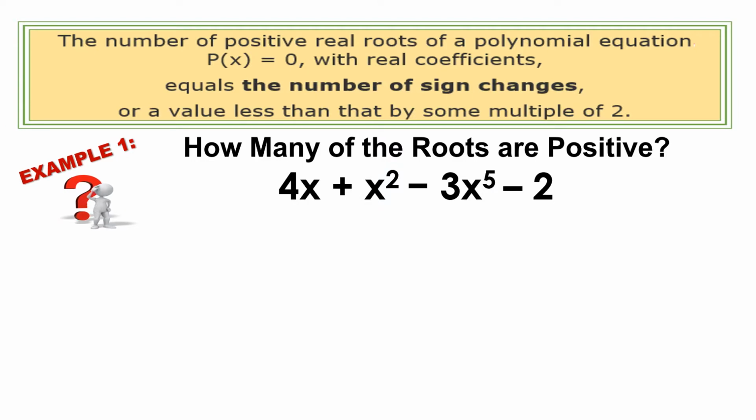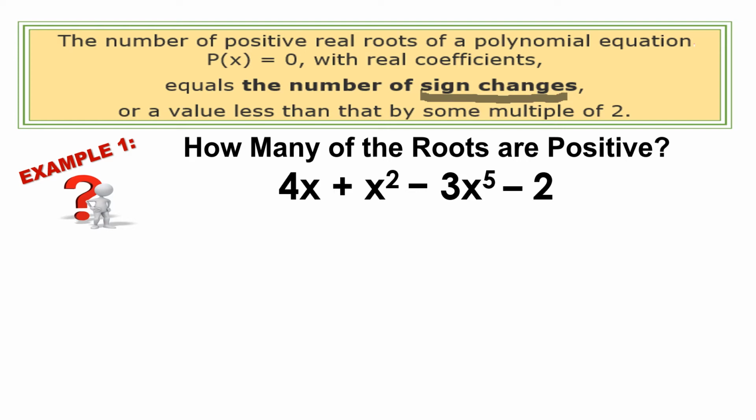Example number 1, how many of the roots are positive? And this is the rule. The number of positive real roots of a polynomial equation p of x equals 0 with real coefficients equals the number of sign changes, or a value less than that by some multiple of 2.